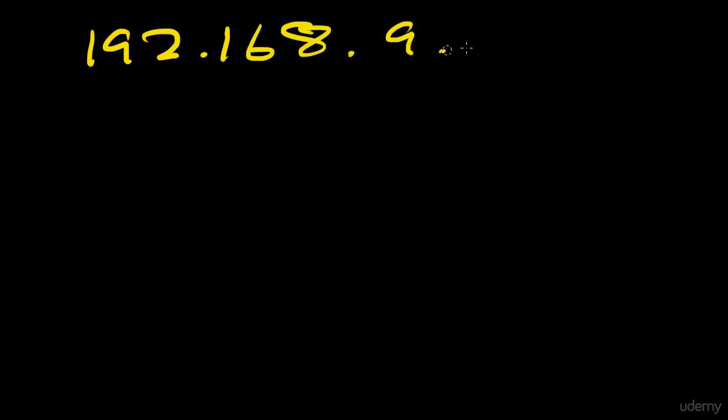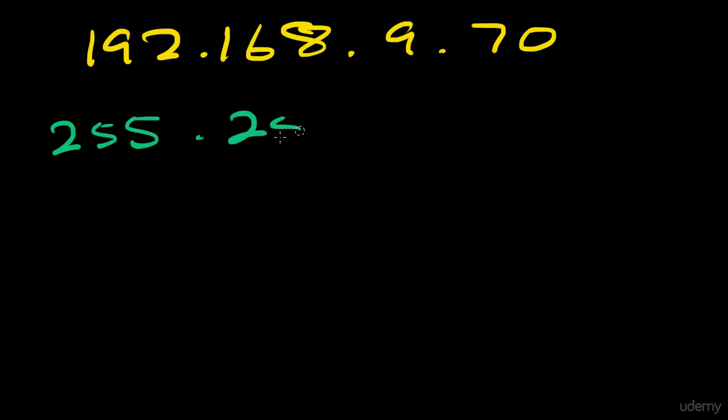Later on, when we subnet IP addresses, you will see some interesting scenarios like 192.168.9.70 using a subnet mask of 255.255.255.192. And you might sit there and wonder, well, what the heck is that?